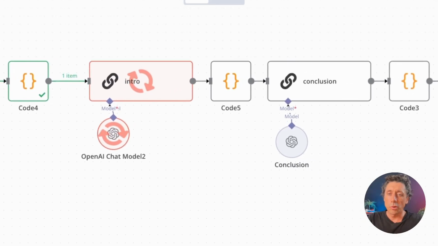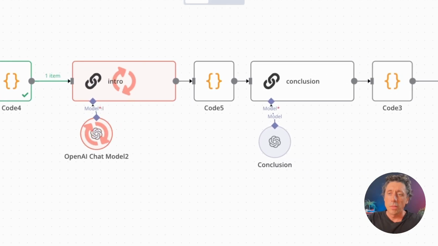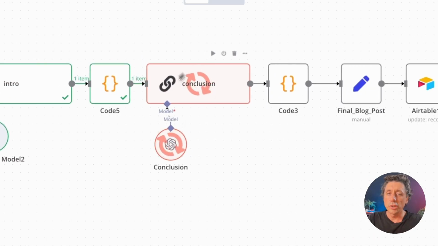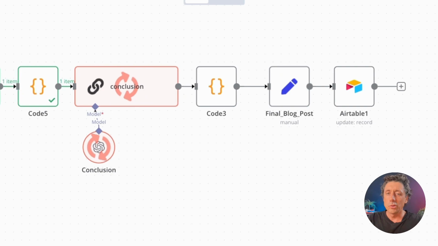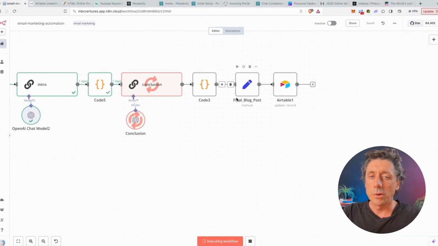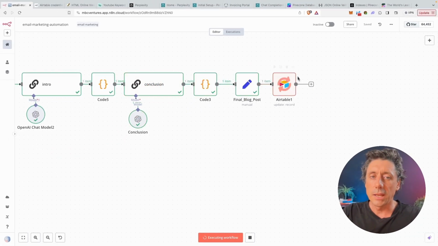Now you can see the intro writer has been passed over the body copy of the blog, so it knows what the body's about. Now it's writing a conclusion. Once it's finished writing the conclusion, it's then going to put them all together in one final blog post and then update Airtable with the finished result, which it's doing right now.